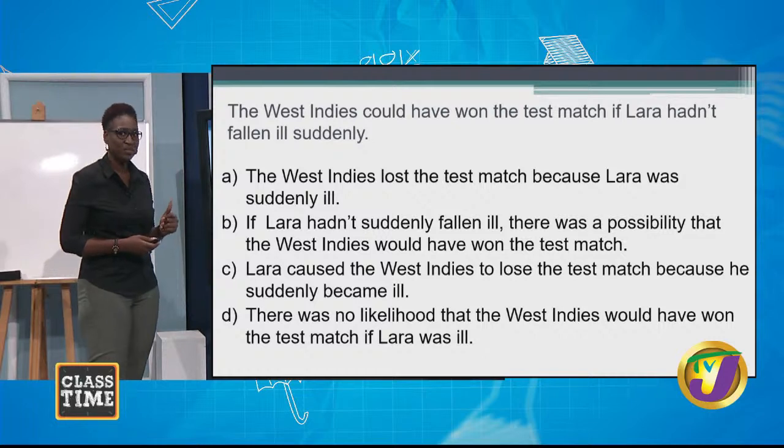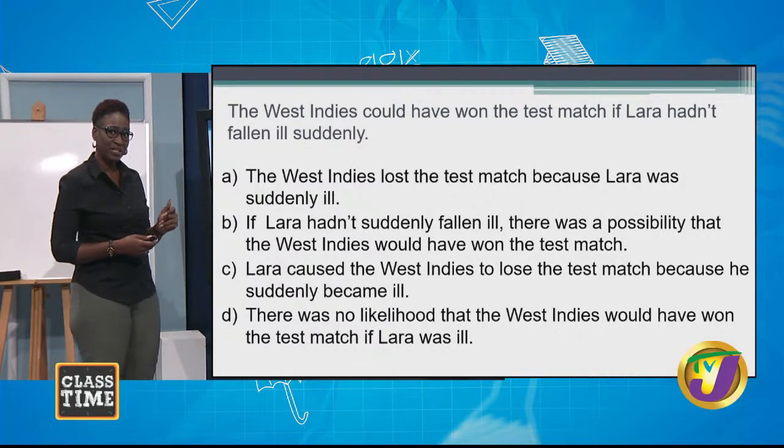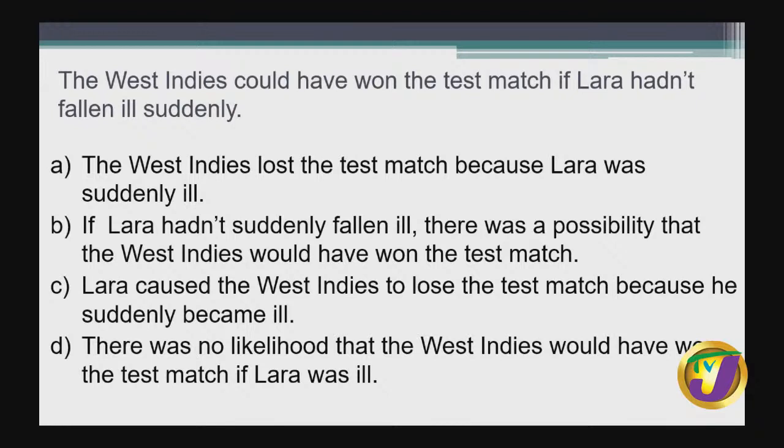The West Indies could have won the test match if Lara hadn't fallen ill suddenly. All right, let's look at our options now. The West Indies lost the test match because Lara was suddenly ill. Or is it B? If Lara hadn't suddenly fallen ill, there was a possibility that the West Indies would have won the match. Perhaps it's C. Lara caused the West Indies to lose the test match because he suddenly became ill. All right, we have one more, D. There was no likelihood that the West Indies would have won the test match if Lara was ill.